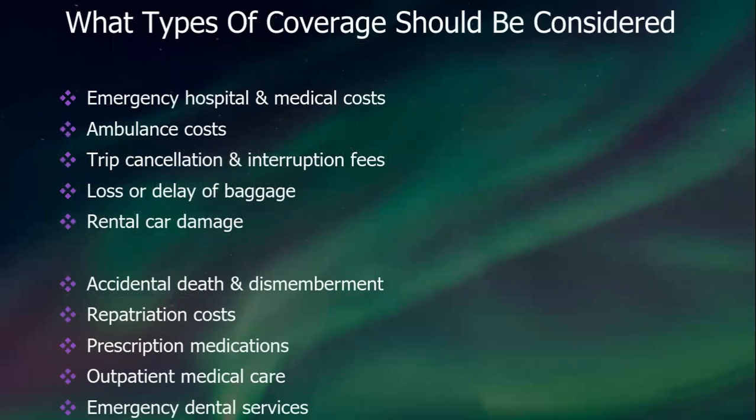There are many different types of coverage that a traveler can choose from. Plans for most insurance companies offer coverage for emergency medical care, ambulance and paramedic costs, trip cancellation and interruption fees, loss or delay of baggage, damage to a rental vehicle, accidental death or dismemberment, repatriation costs, prescription medications, outpatient care, and in some cases also emergency dental services.